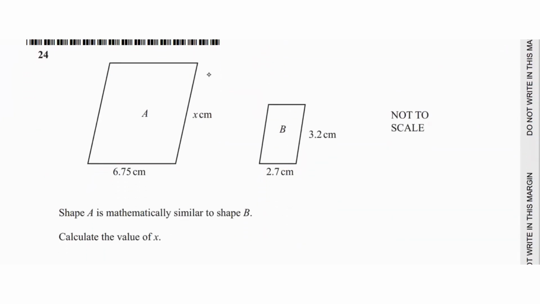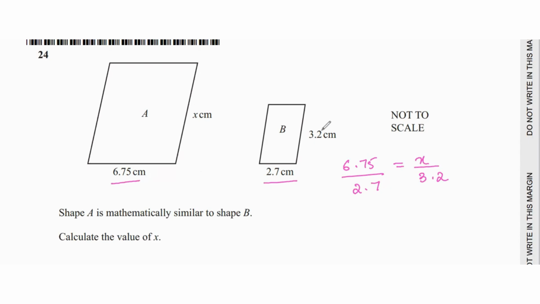Question 24 says shape A is mathematically similar to shape B. Calculate the value of x. So when shapes are similar, they basically share a scale factor. So these are the two corresponding lengths for shape A and shape B. So if we do 6.75 divided by 2.7, that would be the same as x over 3.2. Why? Because they're sharing the same scale factor for each length.